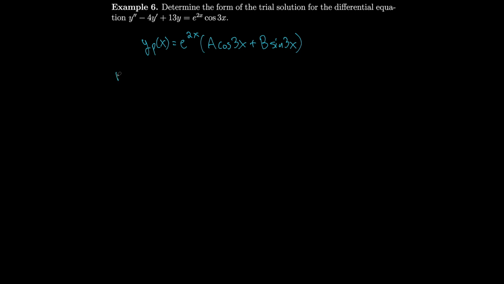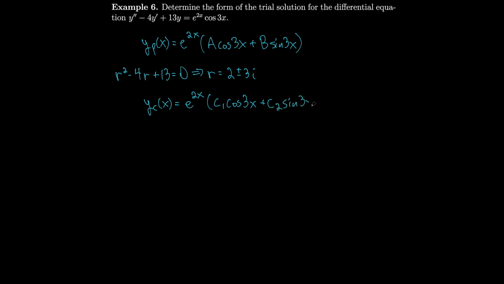But if we take a look at our auxiliary equation, r squared minus 4r plus 13 equals 0, then we see that we can use the quadratic formula to get that r is equal to 2 plus or minus 3i, which means that our complementary solution is e to the 2x, because e to the alpha x, times c1 cosine 3x plus c2 sine 3x. So we can see that as before, we have to modify it slightly.